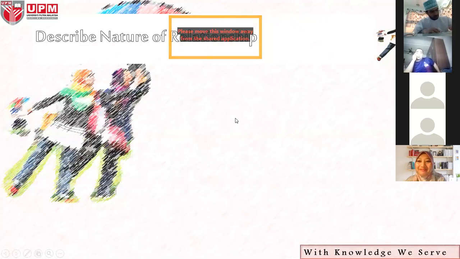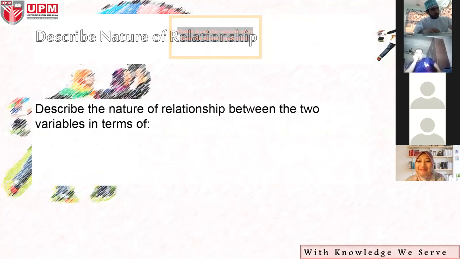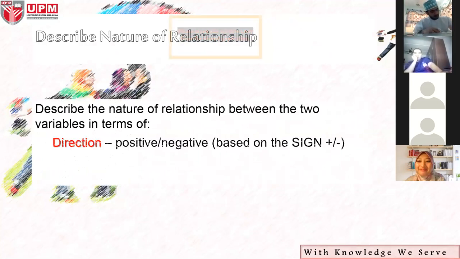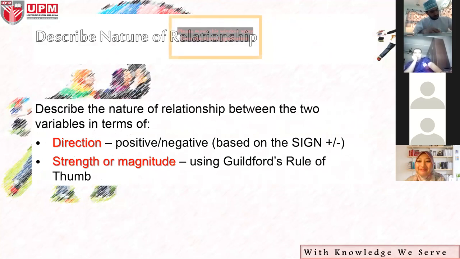Okay, so for the first part, to describe the nature of the relationship, make sure you are able to describe two things: the direction and the strength of the relationship by using the Guilford rule of thumb or Cohen.